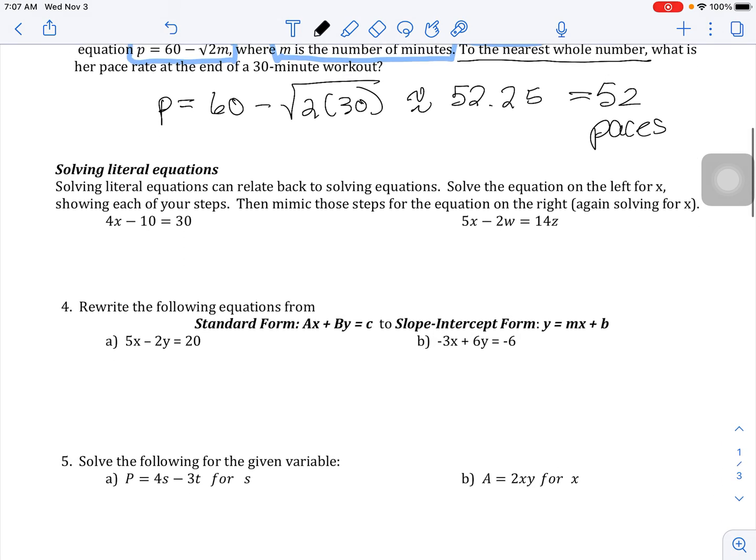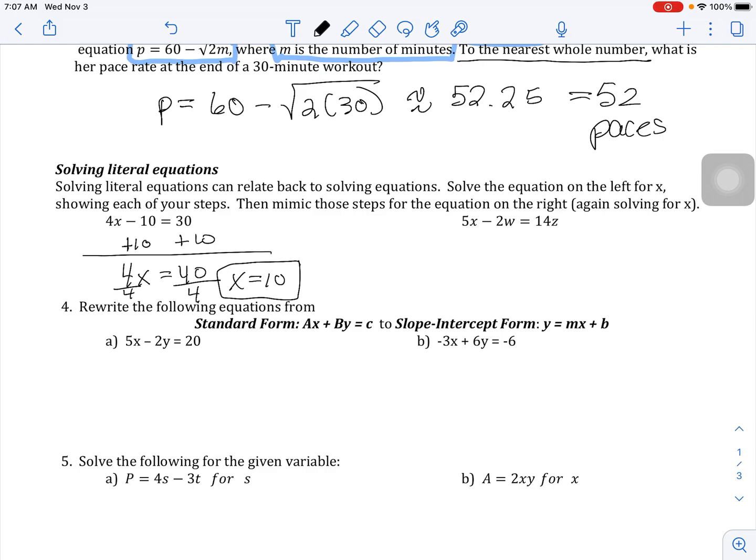Now we're going to move on to solving literal equations. In order to solve literal equations, you need to think about the very first time you learned how to solve an equation. So for the first one, we know that we have to get x by itself. So we're going to add 10 to both sides because in the problem it's subtracting 10. So we do the inverse operation. So 4x equals 40. This is 4 times x, so we do the inverse operation of multiplying, which is dividing. So x is 10.